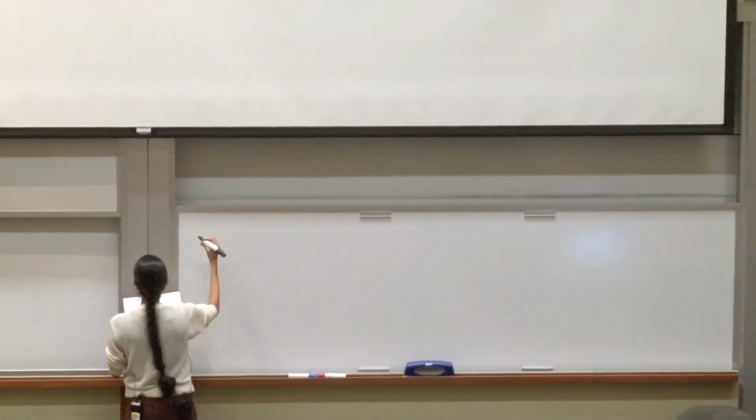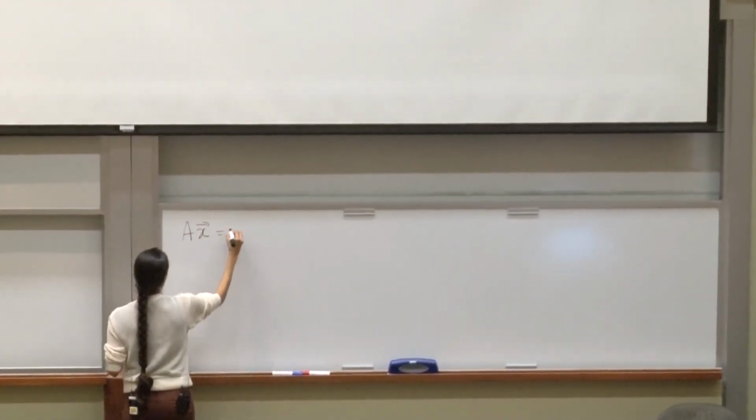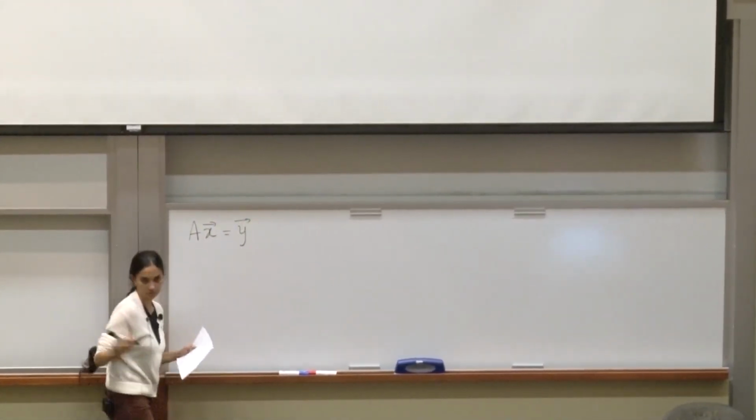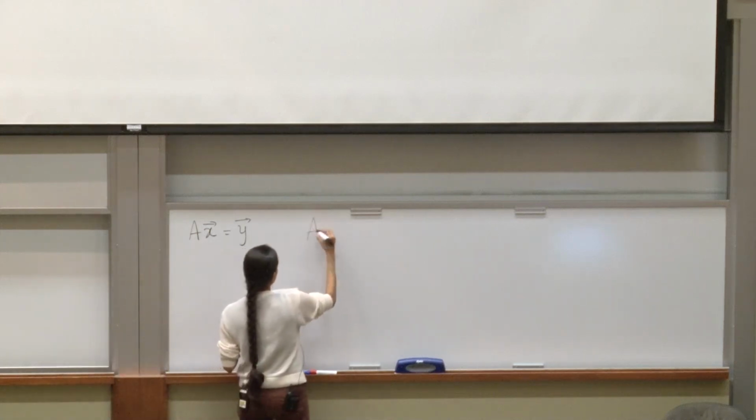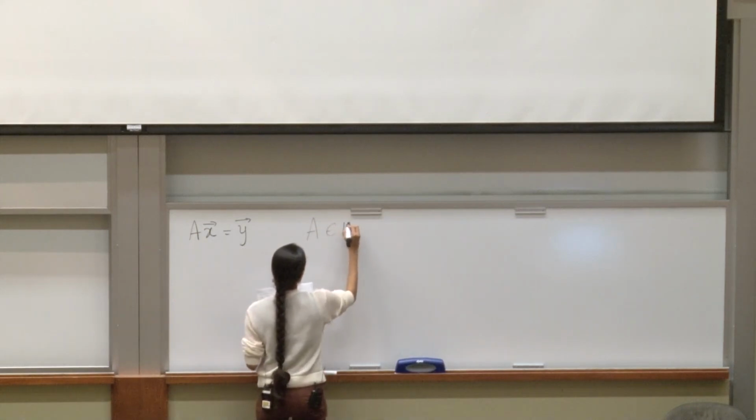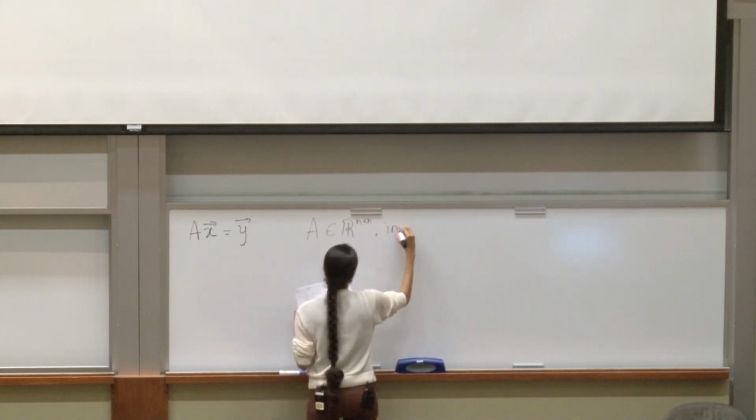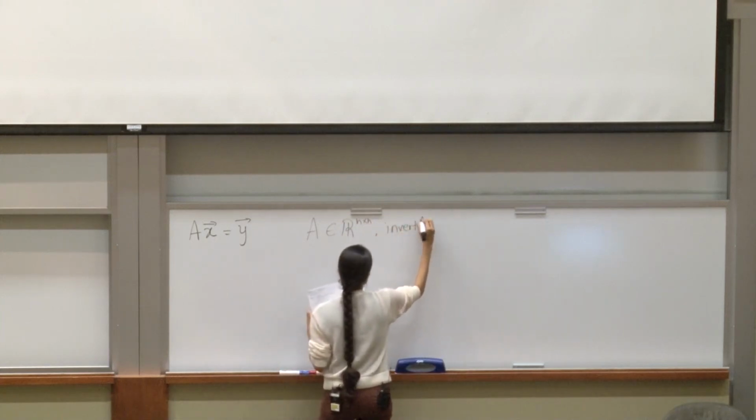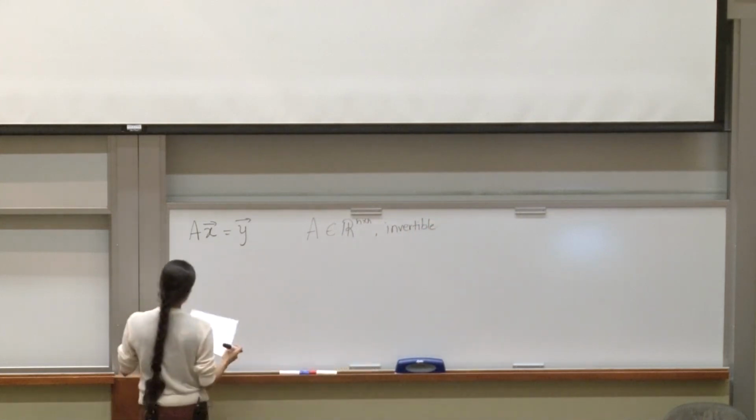So we've been dealing with basically Ax equal to y type problems for this entire class. Let's consider the specific case where A belongs to R n by n and is invertible. Okay? And we want to ask the following question.